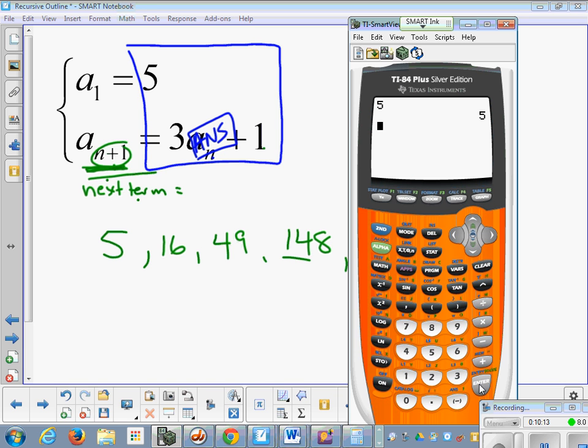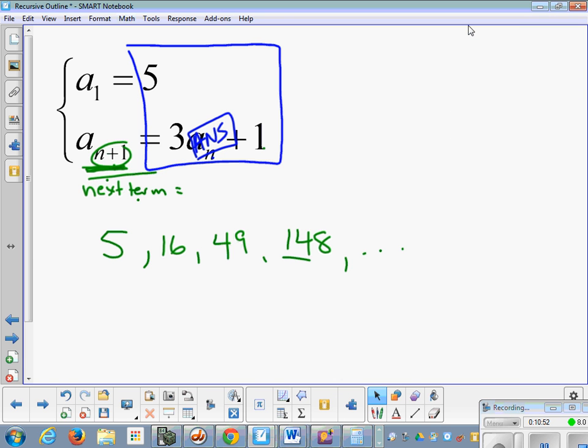5 has been entered. Now I go 3 times second ANS plus 1. And when I hit it, it tells me 16. That matches. Now I just hit enter again. 49. Hit enter again. 148. And of course, at this point, it's a lot easier using my calculator because these numbers get pretty big in a hurry. Make sure you're counting as you press enter because you'll forget what term this is. 108, 256, I might be the 7th or 8th. I didn't count. You should count so you know what term you're on.